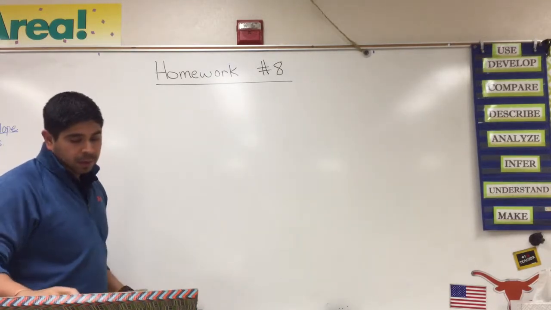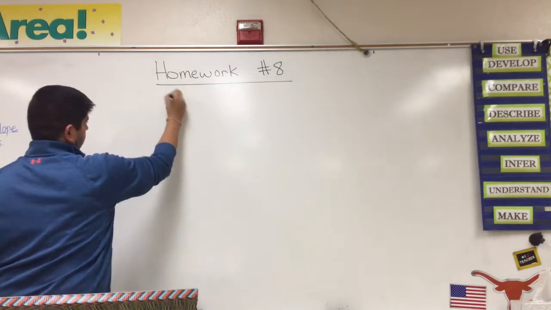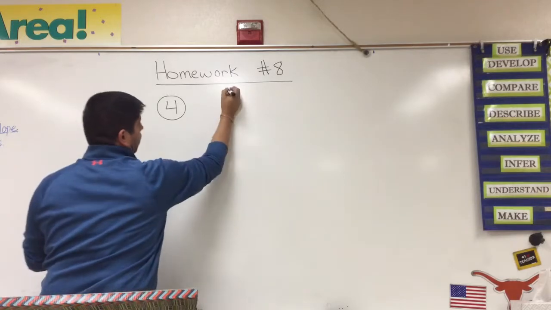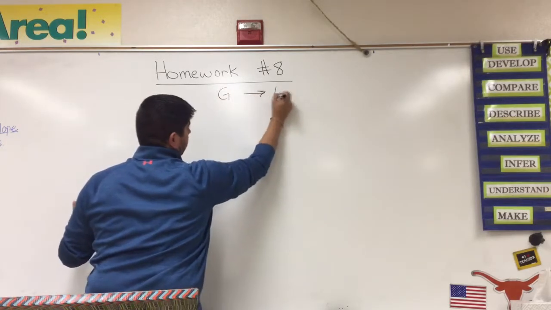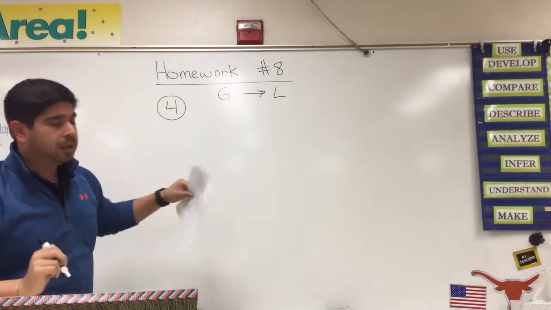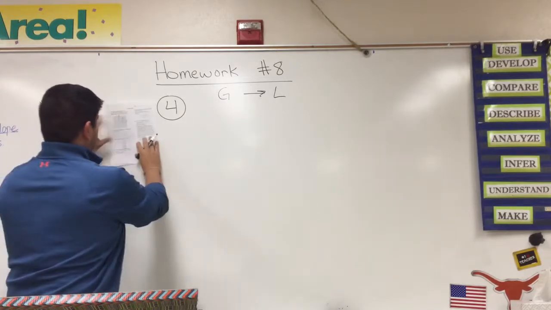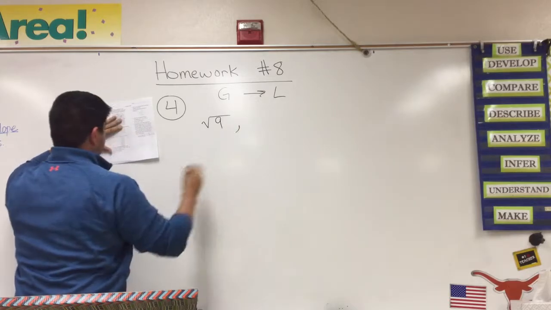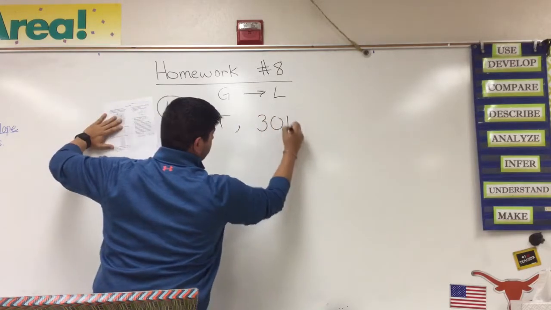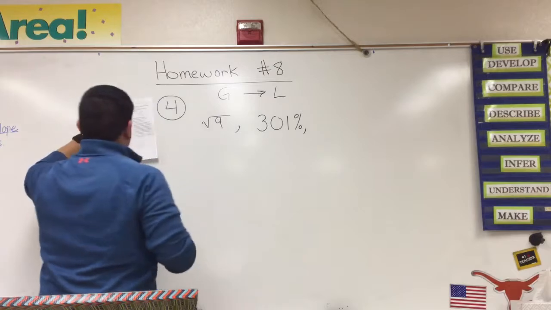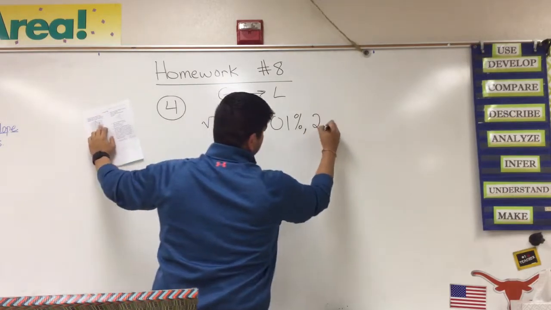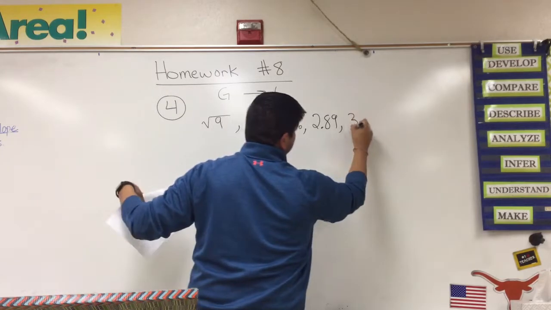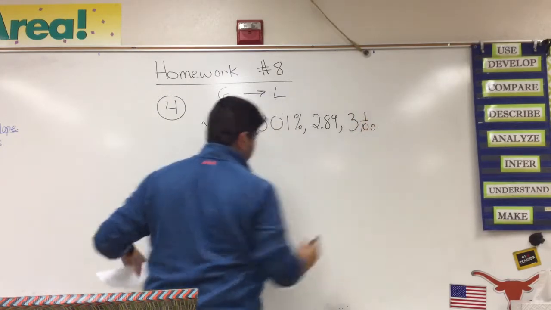Okay, number 4. Looks like we're doing some ordering, putting these numbers in order. It says from greatest to least, okay? Greatest to least. That's what that means. Let's put my numbers down. I got the square root of 9. I also got 301%, 2.89, and then also 3 and 1 over 100.